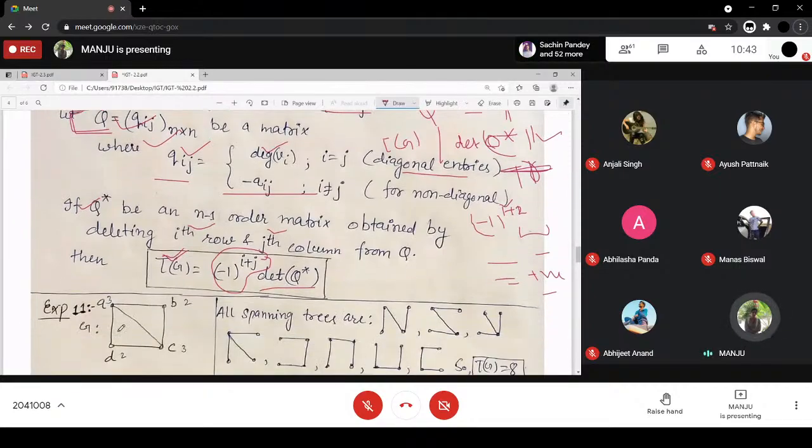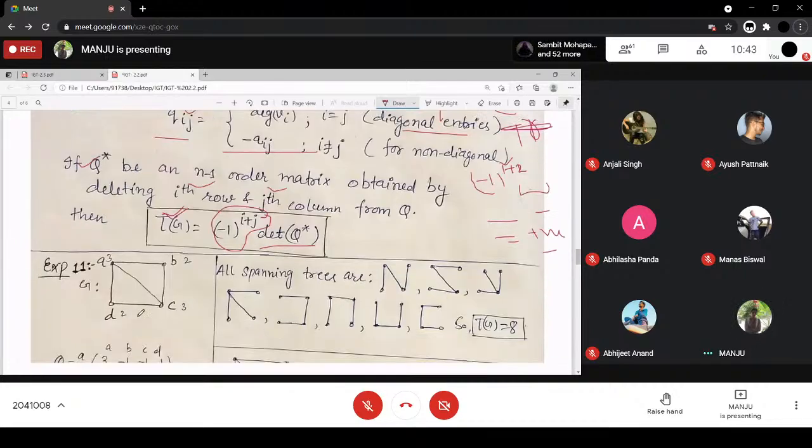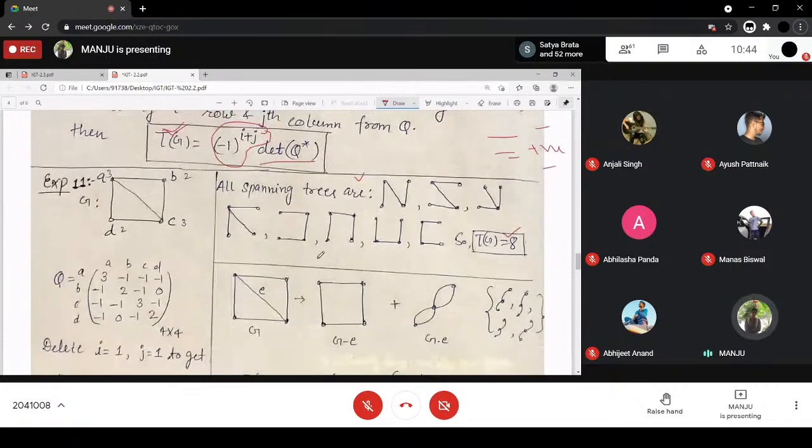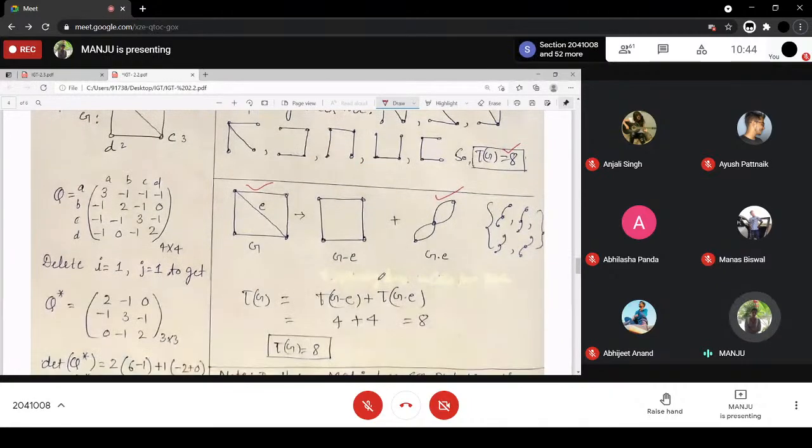We already know about the kite, so we can apply this. Now I will just take this diagonal. Changing the diagonal doesn't matter. The number of spanning trees will be 8. First method is this one: you draw all the spanning trees and then count them. Another is by the edge contraction method. This one, right? 4 plus 4, that is 8. 8 spanning trees. Clear?